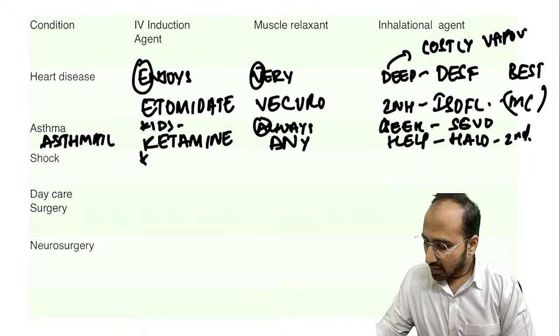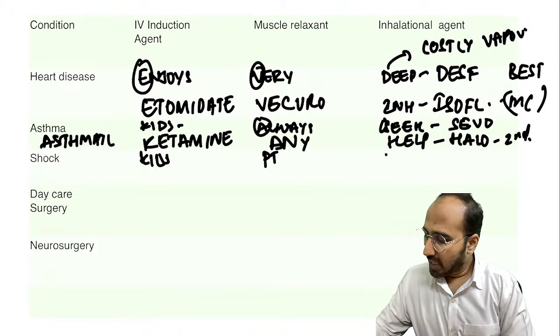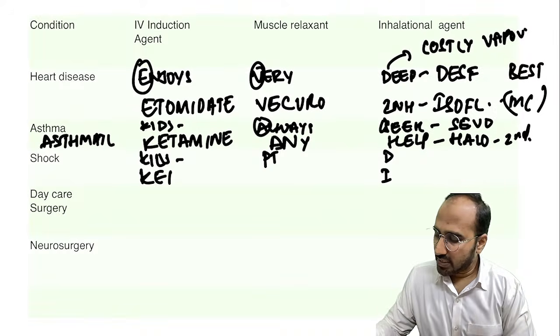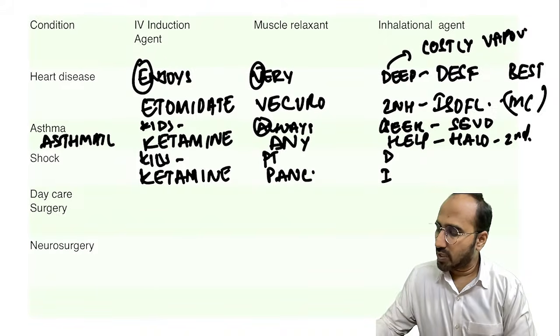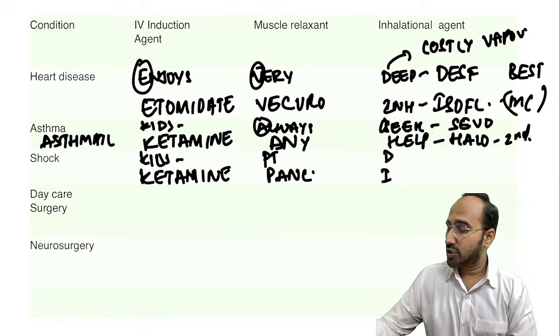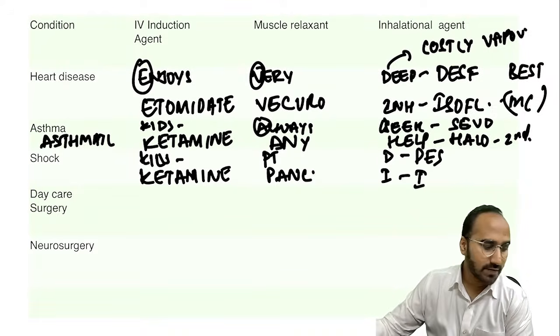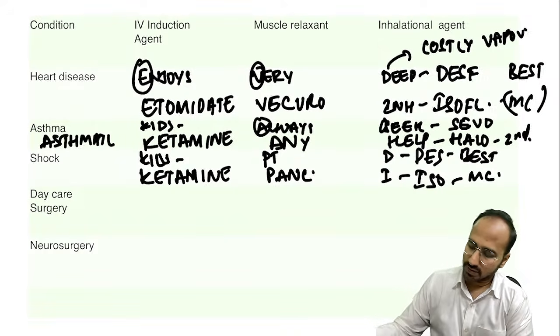Shock kills the patient directly or indirectly. Okay. K stands for what, guys? Ketamine is the IV induction agent of choice in shock. Patient. P stands for pancuronium, that could be given as a muscle relaxant of choice in shock. D stands for desflurane and I stands for isoflurane. Okay. Best is desflurane, most common is isoflurane.